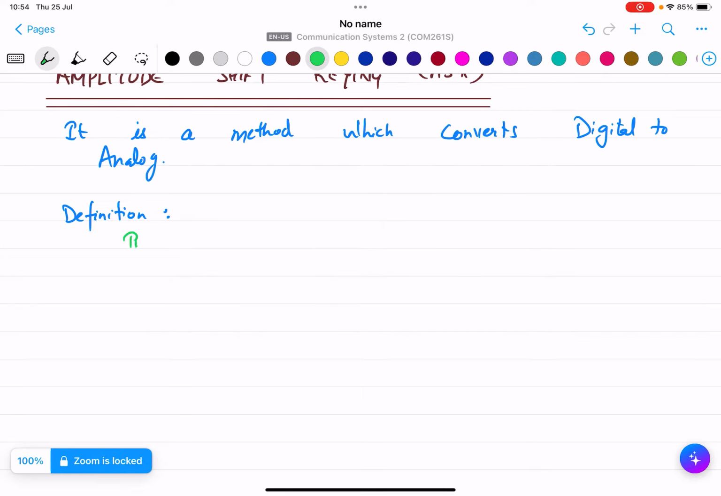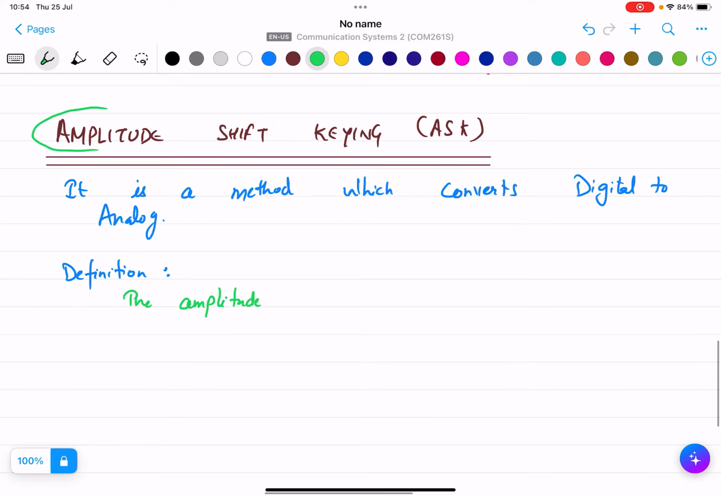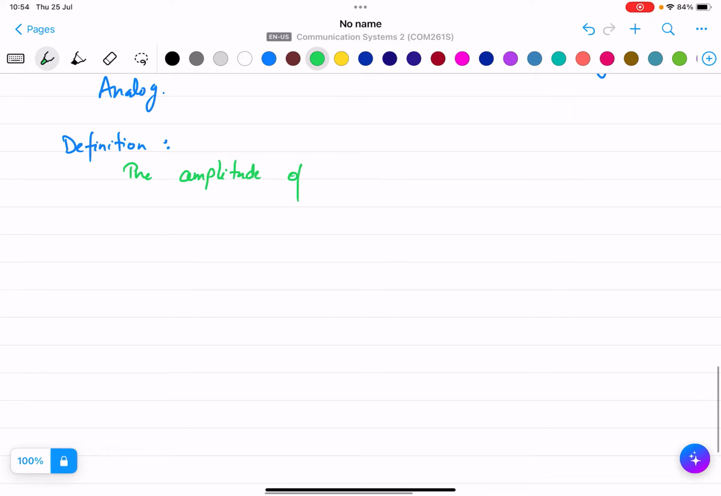When I am speaking about ASK, that means I will be speaking about the amplitude. The amplitude of carrier signal. You all know we have discussed the carrier signal, the modulating signal and the modulated signal in the previous term. So now I am speaking about the carrier signal. The amplitude of carrier signal varies with respect to amplitude of message signal.